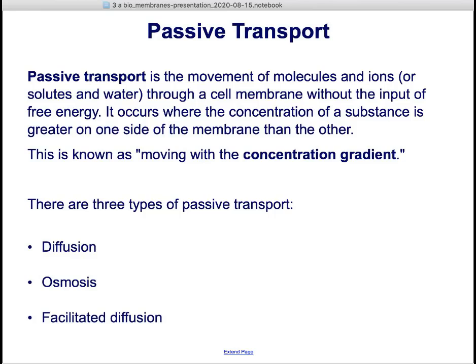Passive transport is the movement of molecules and ions, or solutes and water, through a cell membrane without the input of free energy. It occurs where the concentration of a substance is greater on one side of the membrane than on the other. This is known as moving with the concentration gradient. There are three types of passive transport: diffusion, osmosis, and facilitated diffusion.